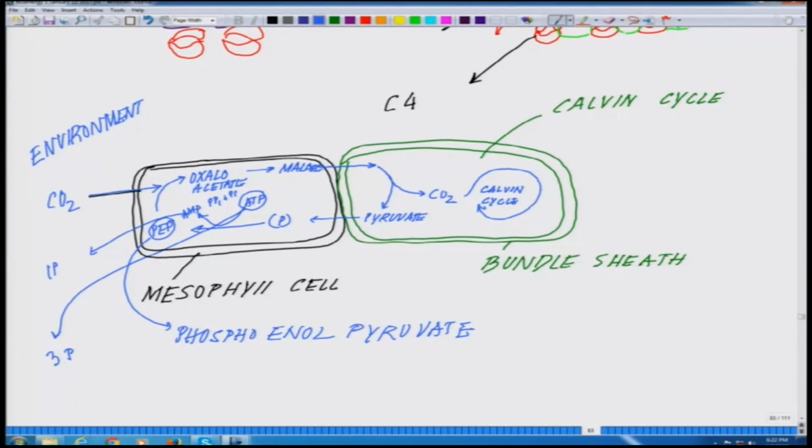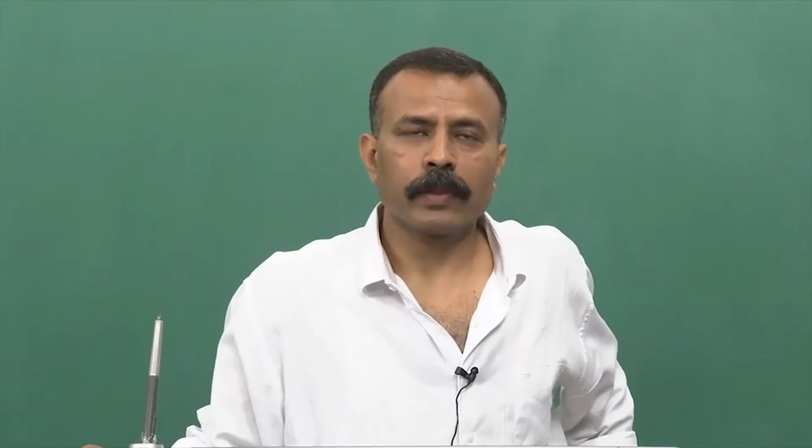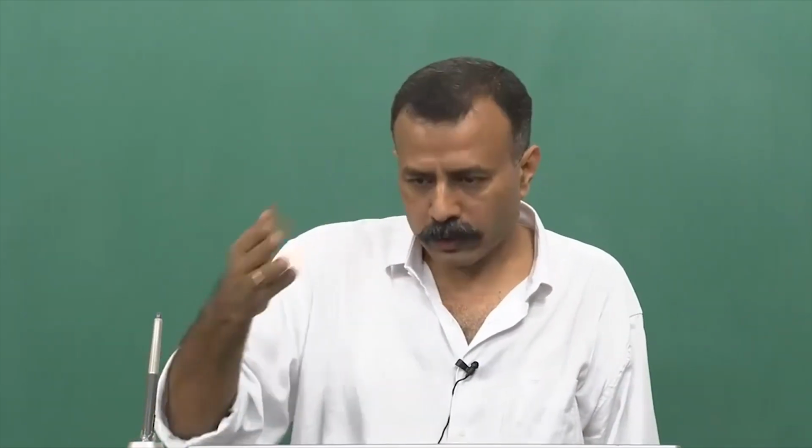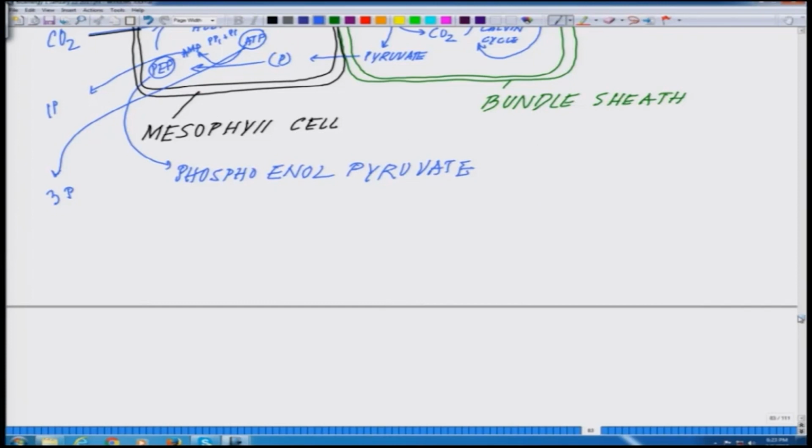Now, interestingly, the first clue of the existence of such a cycle or something different was given by a Russian scientist. So, coming back to the slide, back in 1960 this idea was thrown that there is something different happening. After that, 2 scientists explored this pathway, or rather discovered this pathway. One of them is MD Hatch and the other one is CR Slack, and that is what is also called the Hatch Slack pathway.